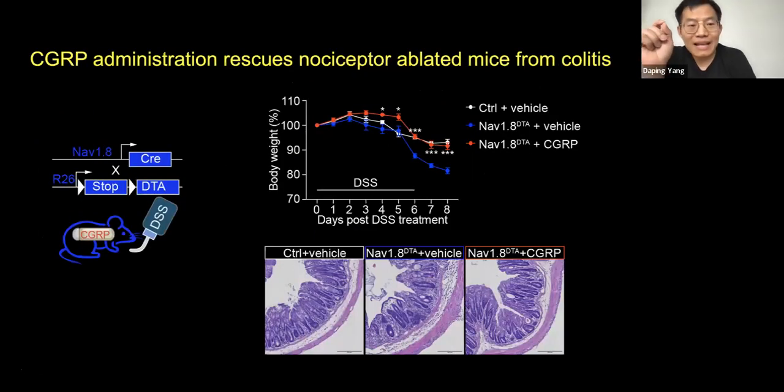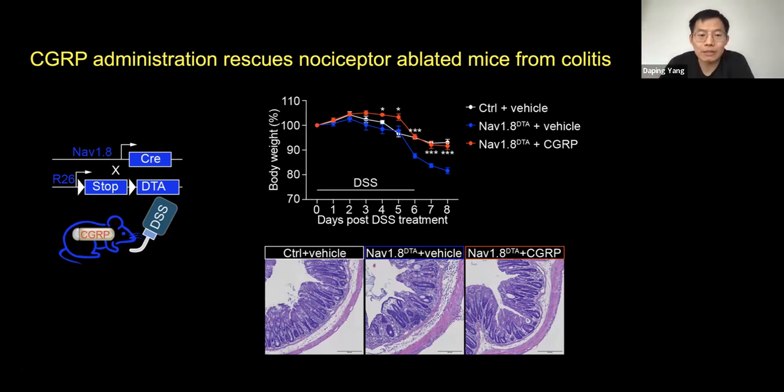So then the last question is, since it is the CGRP deficiency that leads to decreased mucus thickness and renders the mice susceptible to colitis, what if we put CGRP back into the nociceptor knockout mice? To this aim, we utilized an osmotic pump system which carries CGRP and can continuously secrete CGRP after subcutaneous implantation.